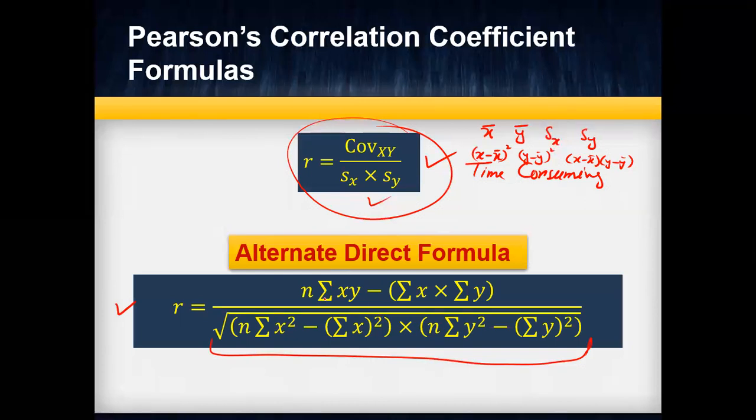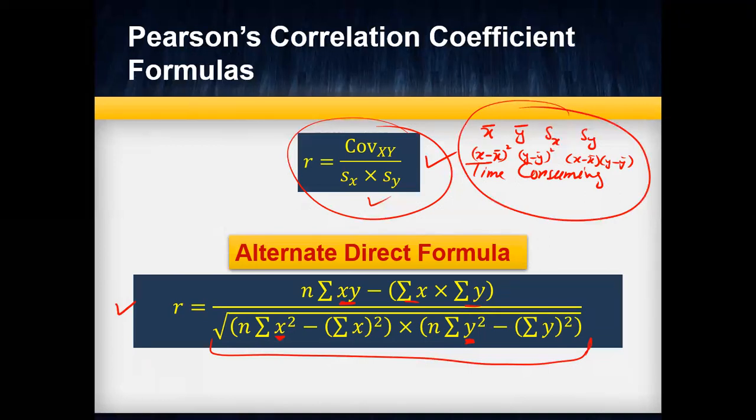Look, how many things do we need in this formula? This product xy, x square, summation x square, and summation y square. Rest of the things will be given in the question. For example, summation x you know, summation y you know. So you just need three things: this product, summation y square, summation x square. With the help of these three things, you can apply the formula. In this one, you need all these things.